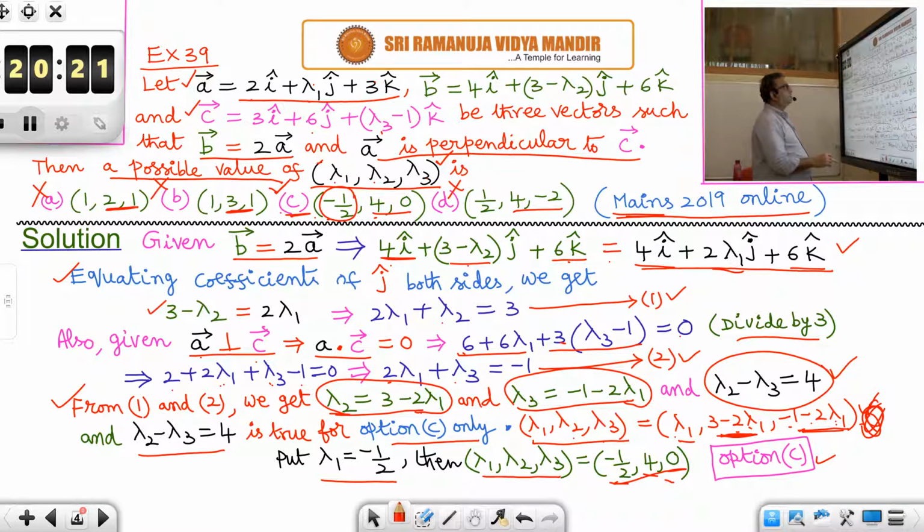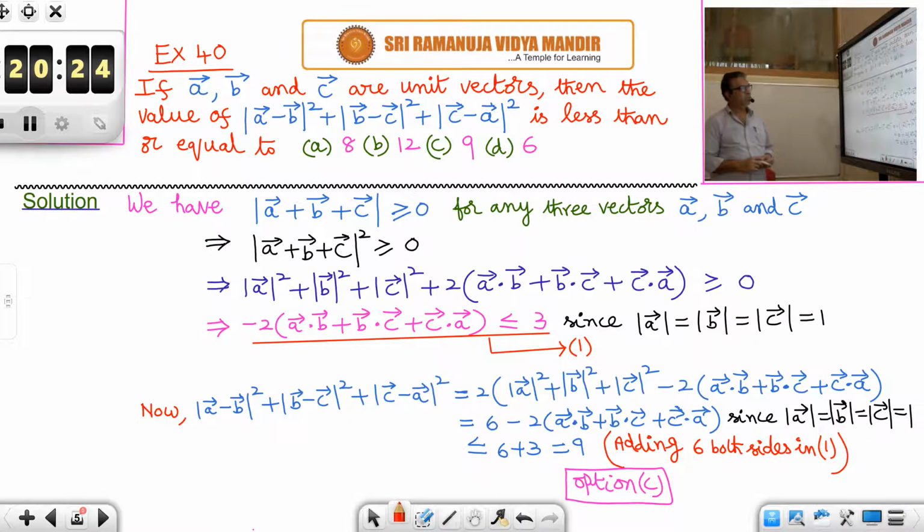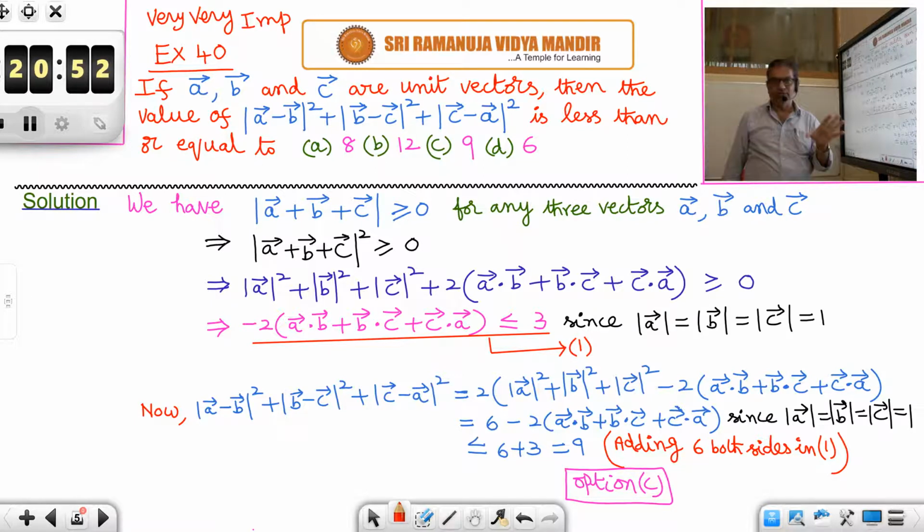Okay, let us see example number 40. This is a very important problem. This is also given in the IIT Advanced paper, but which year I don't remember, that is why I have not written it, but it is certainly from the IIT Advanced paper. Very important. If A bar, B bar and C bar are unit vectors, that means their magnitudes are 1 unit each, but directions any directions.